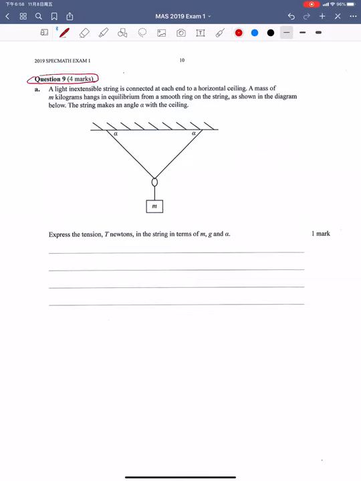I've heard a lot of the students today had really big trouble with the mechanics, the equilibrium question. Let's look at it. A light inextensible string is connected at the end to a horizontal ceiling. A mass of m kilograms hangs in equilibrium from a smooth ring on the string. As shown in the diagram below, the string makes an angle alpha with the ceiling. Express the tension T newtons in the string in terms of mg and alpha.